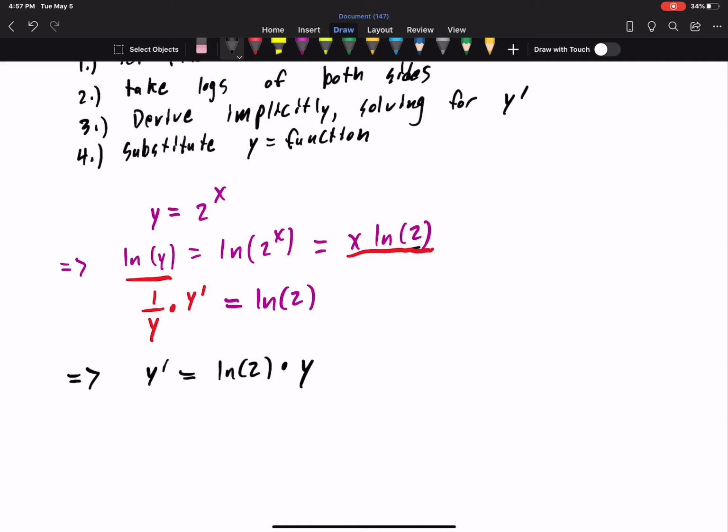Okay, that's helpful. Now the last step is to substitute back in for our y. We know what y was. It was 2 to the x. So that's what gets plugged back in. We get natural log of 2 times 2 to the x. And that is our derivative. We've successfully found f prime of x.